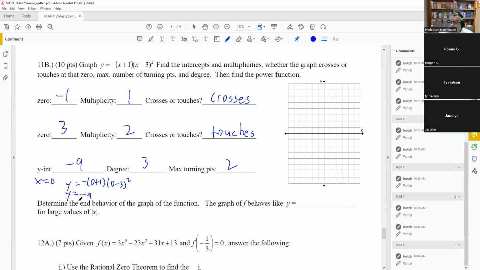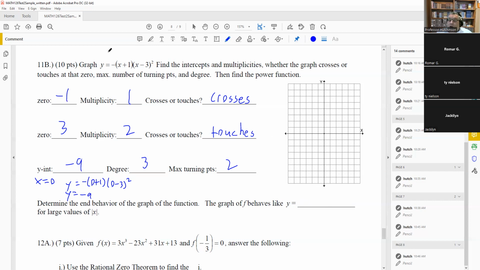Now we want to determine the end behavior. So in other words, we want to find what's called a power function. If I were to multiply all this out, I want to just put the leading term, the first term there. For this, we don't have to actually multiply all this out.